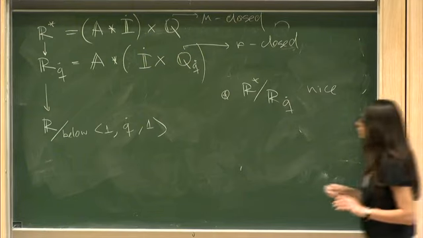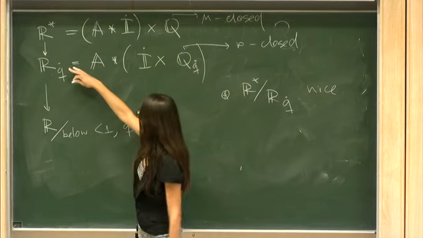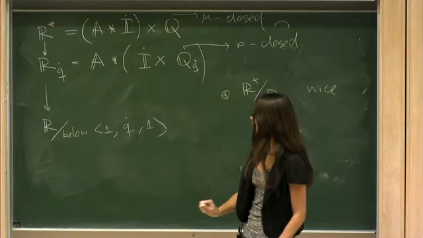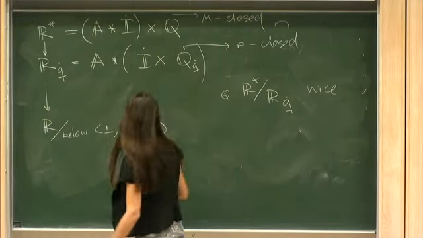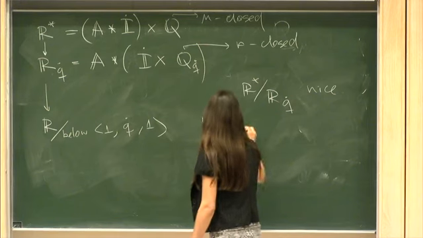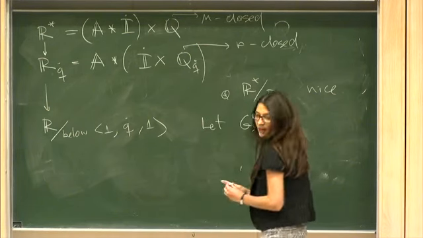So next, I want to say how these generics for these models will approximate R. Maybe this will partly answer Moti's question. So now, let G be R generic.